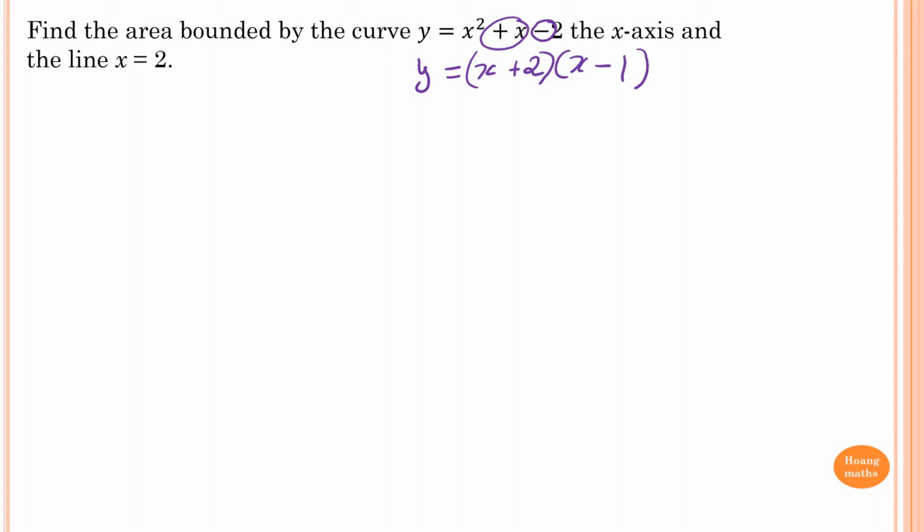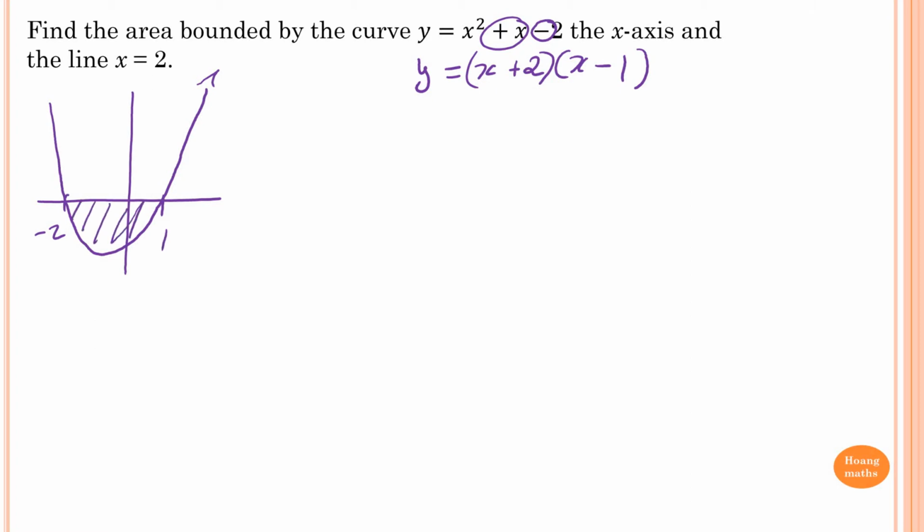So to do this, we just do a quick sketch. So y equals x squared plus x minus 2. So we know that negative 2 is an intercept, and then 1 as well. And then it's concave upward. So we just do this. So this is it. So they want us to find the area of this. So between minus 2 and 1, and also x equals 2 as well.